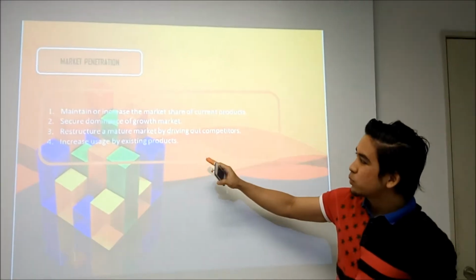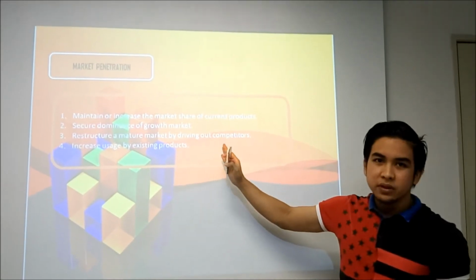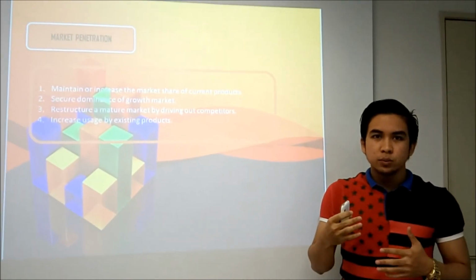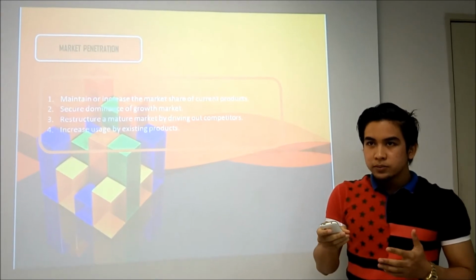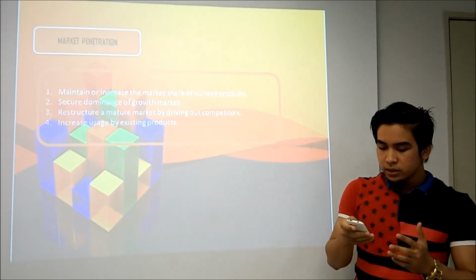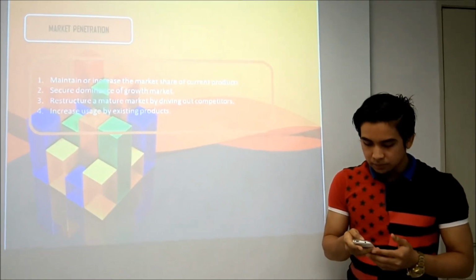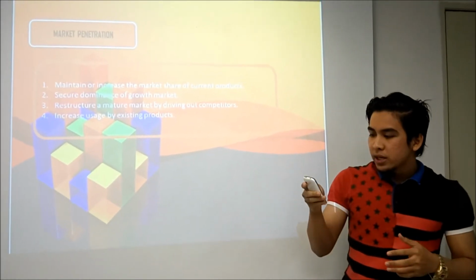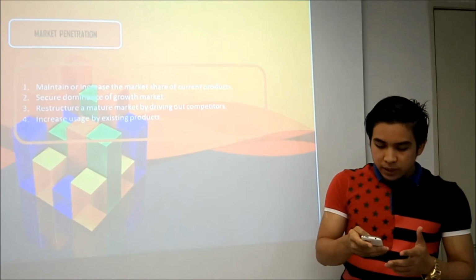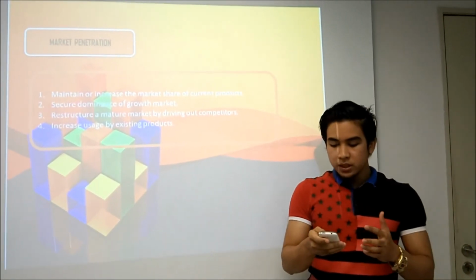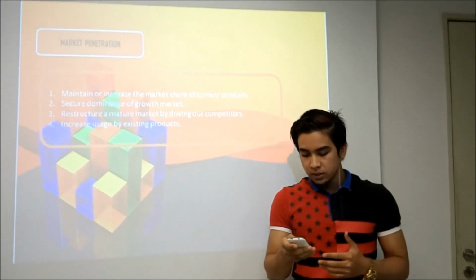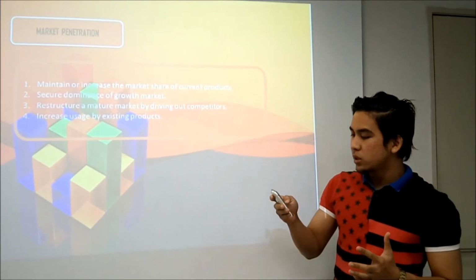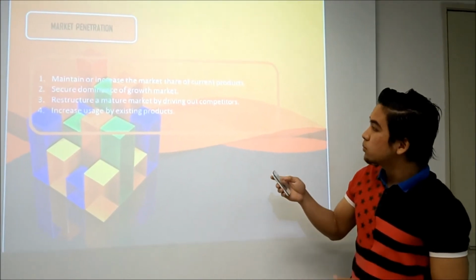Proceeding to the third approach: restructure a major market by driving out competitors. Those who want to provide a program may find themselves in a mature or saturated market. This strategy requires an aggressive promotion campaign supported by a pricing strategy designed to make the market unattractive for smaller competitors. In a major market there are no more sectors to exploit. The only way to attain market share is to take it from the competitor.